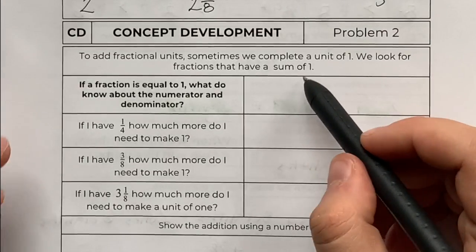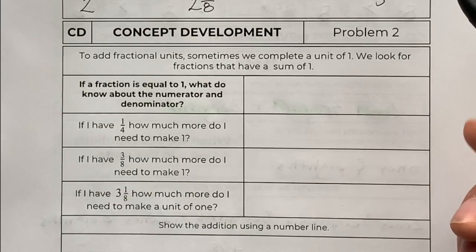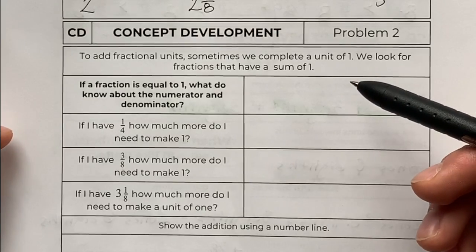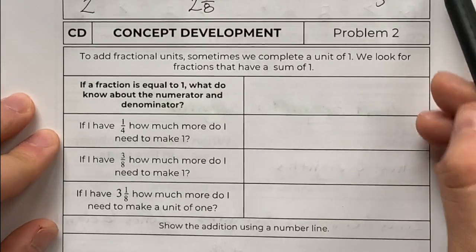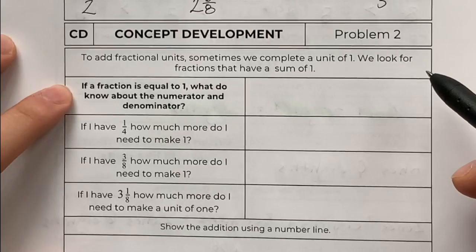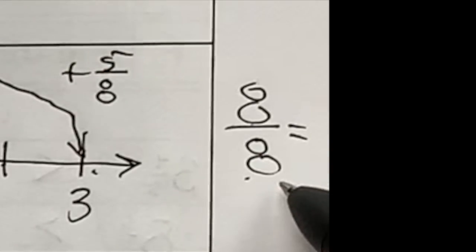Just to start off with, to add fractional units, sometimes we complete a unit of 1, like we just did with that last problem. We look for fractions that have a sum of 1. If we can make the numerator and the denominator match, that's a really great way to make a fraction addition problem easier. 1s are kind of the easiest numbers to work with, other than maybe a 0. So if a fraction is equal to 1, what do we know about the numerator and the denominator? So I'll use this as an example. What do you notice about this?